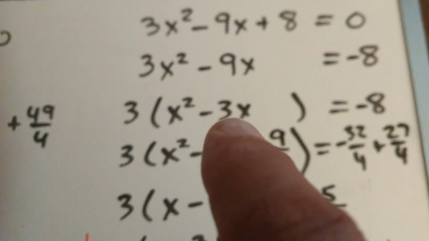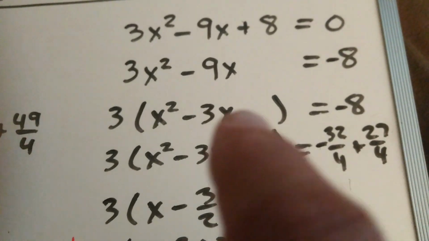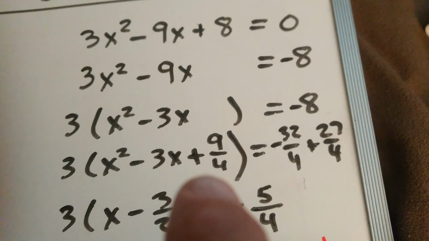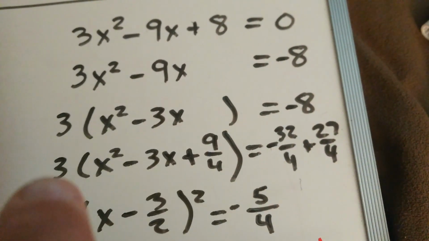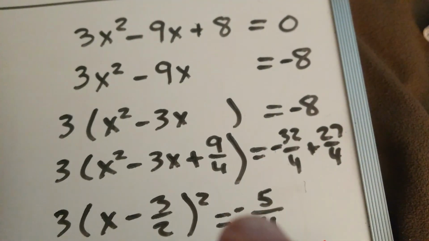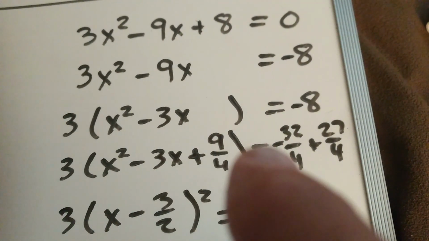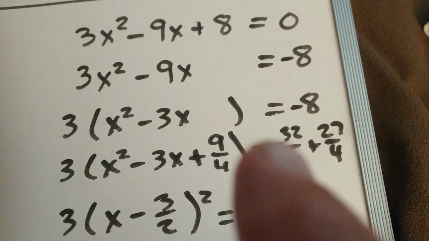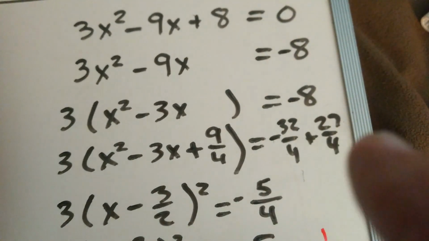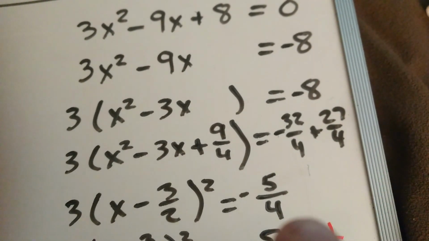Take half of the middle term, negative 3 halves, square it, we get 9/4. Remember, when I do to one side, I must do to the other side. But I didn't just add 9/4 to this side. I added 3 times 9/4, which is 27/4. Let me say that again. I added 9/4 to the trinomial, but I didn't just add 9/4 to the whole side. We're concerned with the whole side. So if I distribute this 3 here, I get 27/4, so I must add 27/4 here. Adding these two together, I get negative 5/4.